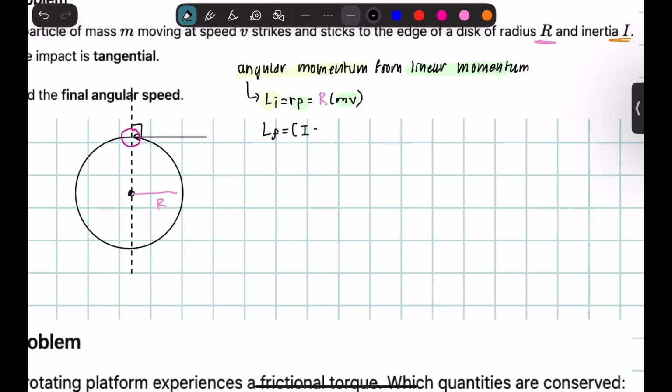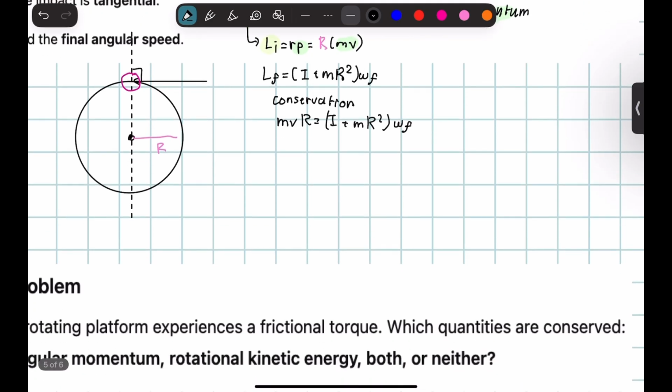So now we want the final angular momentum. That's going to be I plus mr squared times angular velocity final. So now using the idea of conservation, we have mvr is equal to I plus mr squared times the angular velocity final. Now we just want angular velocity final, so we're just going to divide. So we have mvr divided by I plus mr squared as our final solution.